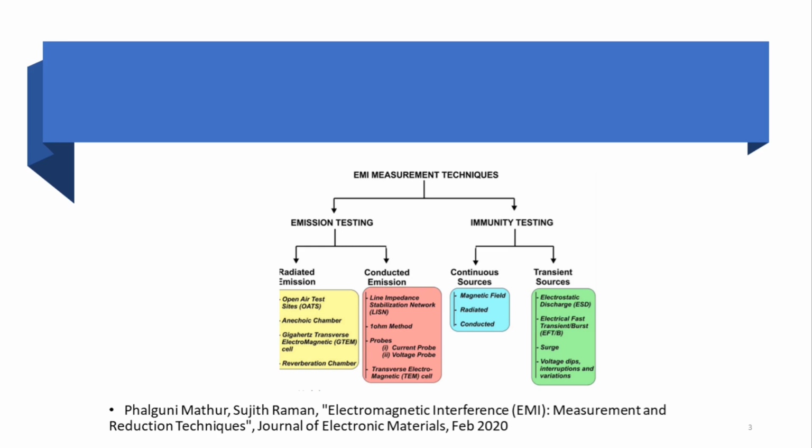Some popular methods for conducted emission testing are listed here: line impedance stabilization network LISN, 1 ohm method, and the third one is using probes, the current probe and the voltage probe, and the fourth one is the TEM cell. Then in the next lecture we'll be talking about immunity testing, but basically today we'll be talking of quantification of EMI, and we'll be talking of emission testing alone.